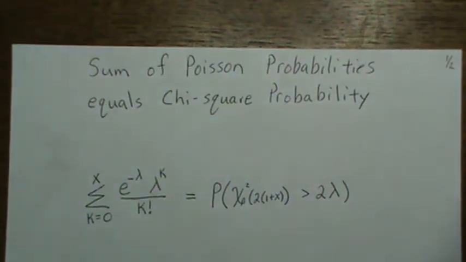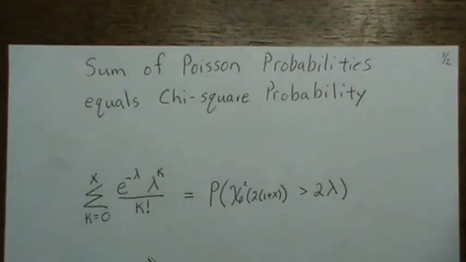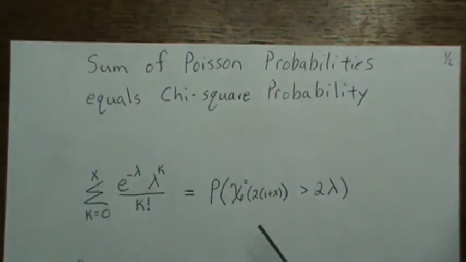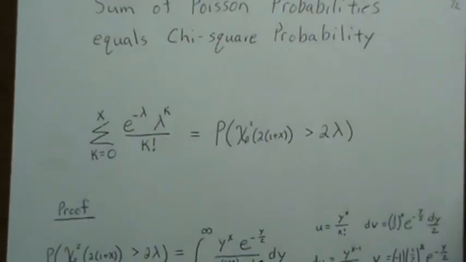Here we're going to show the sum of Poisson probabilities equals a chi-square probability. The Poissons, we're going to go from 0 to x, and the Poisson parameter is lambda. And then that equals the probability of being greater than 2 lambda when the variable is a chi-squared with 2 times 1 plus x degrees of freedom. And we'll start with this chi-square probability and show that it equals the sum of the Poisson probabilities.